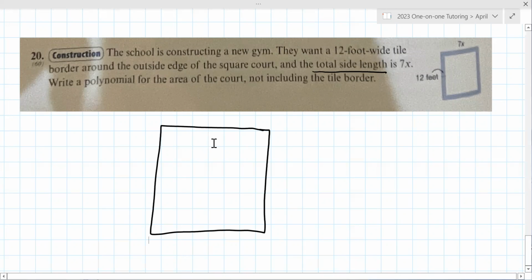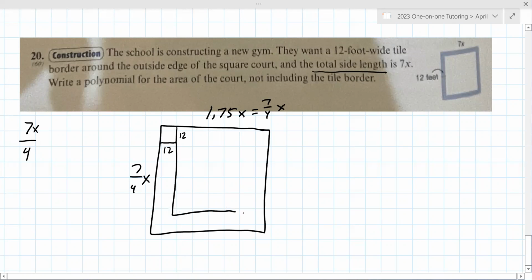Yeah, so I'm going to take my best guess at this, and if I'm wrong, you can blame me for it. I'm going to assume that the outermost edge all adds up to 7x. So if we take 7x and divide it by 4, that's the side. So 1.75x or 7/4x. Then 12 is on the outside, like the border. So there's 12 there, but there's also 12 there.